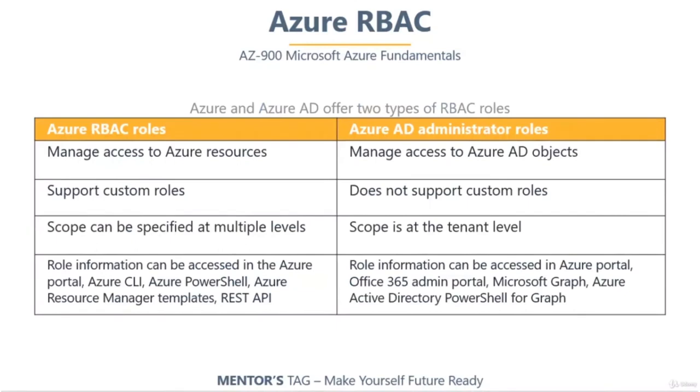Azure and Azure Active Directory offer you two types of role-based access controls. The left side one is your normal Azure role-based access control, which I have just shown you, which you can access on Azure resources and resource groups. It supports custom roles. As I showed you, we have a list of built-in roles, and you can create a custom role also.